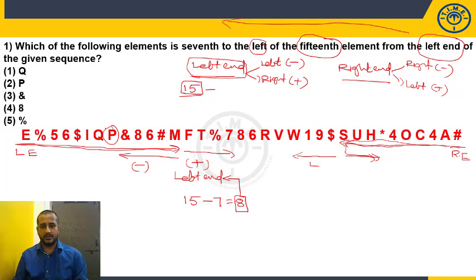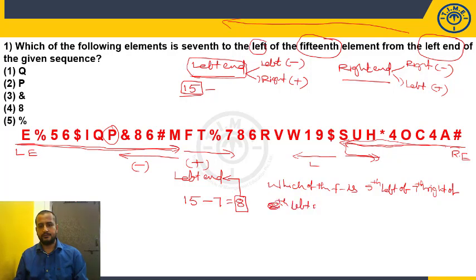Now the question is like this. I am writing in the short form. Which of the following is 5th to the left of, 7th to the right of, 8th to the left of, 16th from the right hand. So this is how the question is presented.